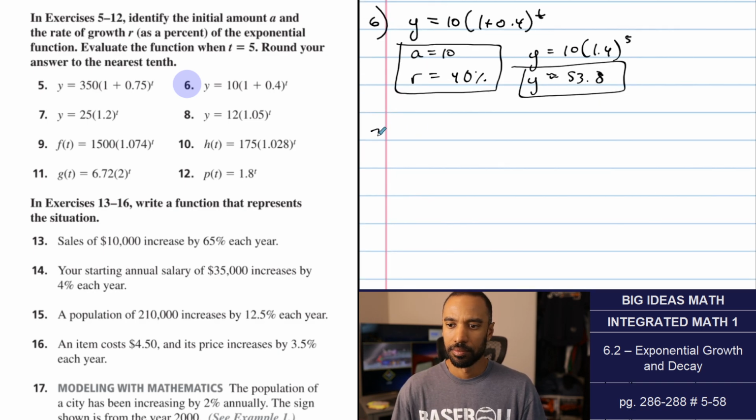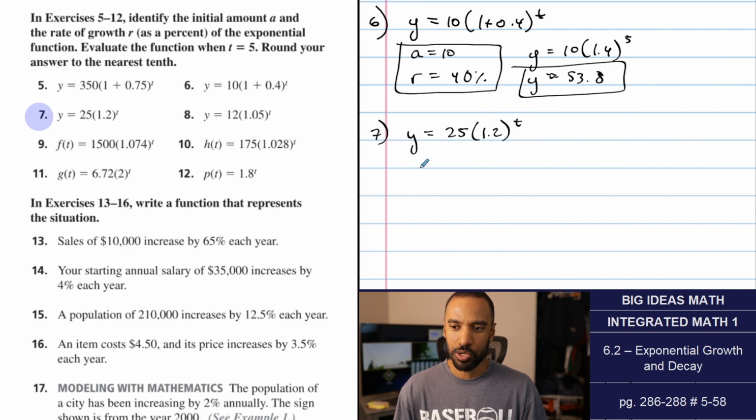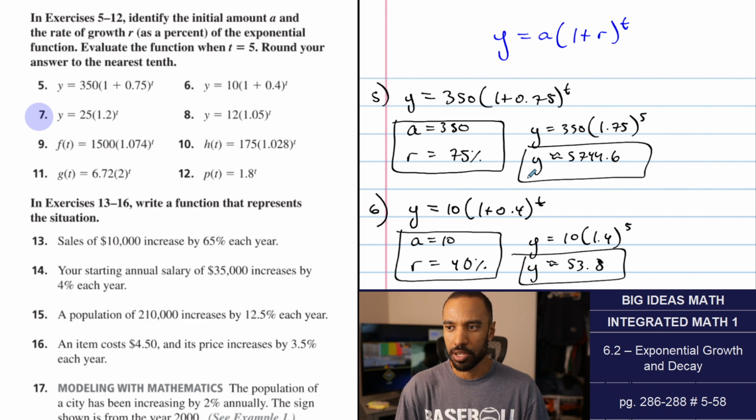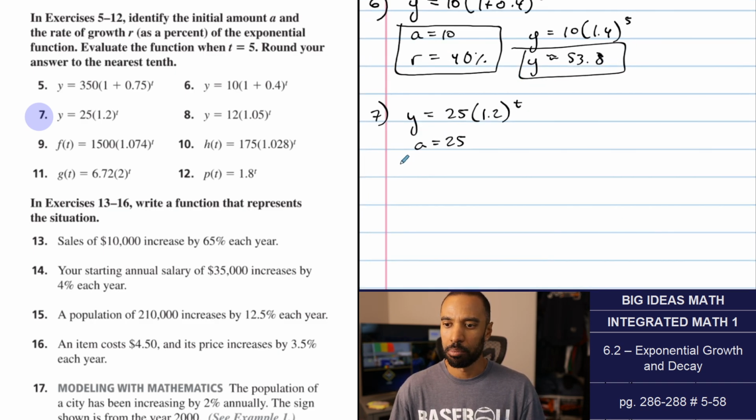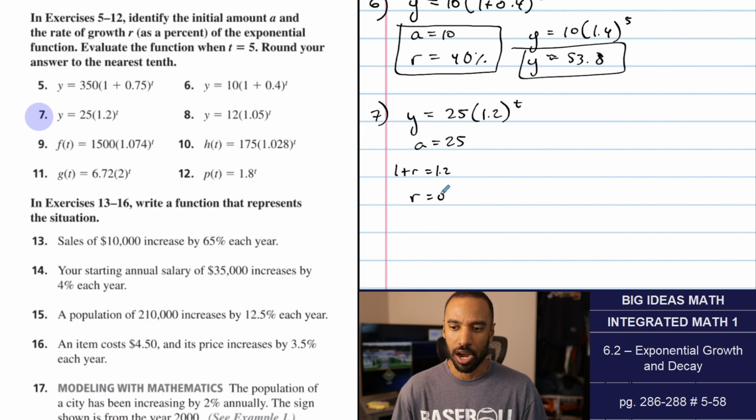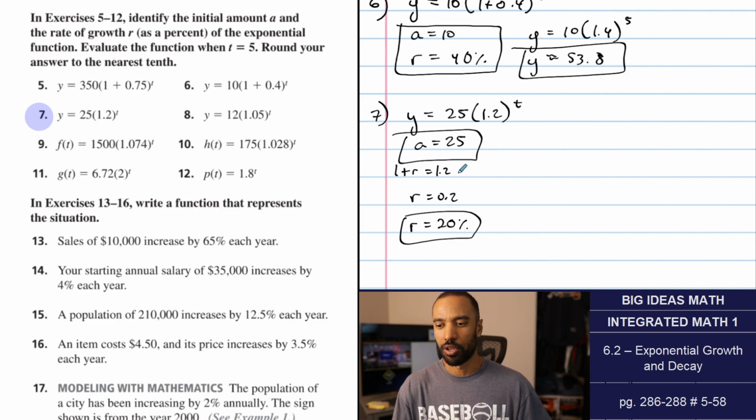Number 7. y equals 25 times 1.2 to the t power. This time, the a is, as you can see there, going to be 25. The r might take a little more work depending on what you're doing here. Remember, the formula is (1 plus r) to the t. So in this case, our 1 plus r is 1.2. And when you subtract 1 here, you're getting r as 0.2. Now, the percentage version is 20% on that one.